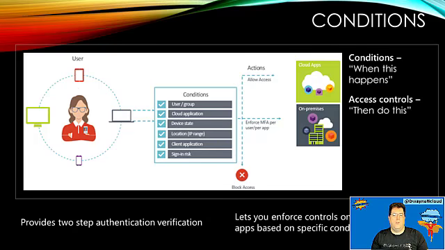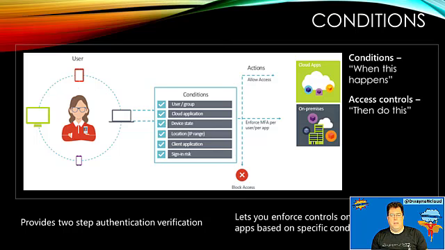And what the conditions are is when this happens. So we're looking at those different things, and many of those conditions, and we'll see some of these in a minute, are users and groups, the cloud applications, what the state of the device is, again, locations, the client applications, and also those sign-in risks that we talked about already. And when those conditions happen, then we provide those actions of what needs to be done.